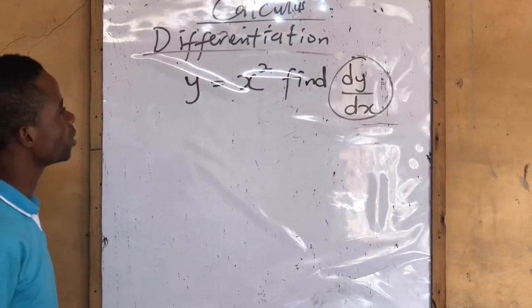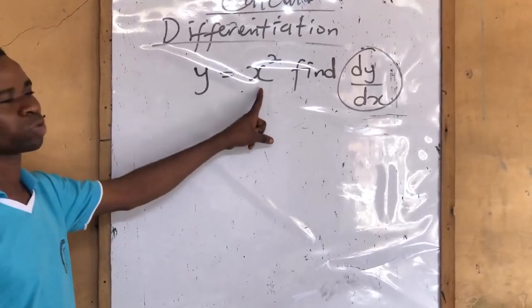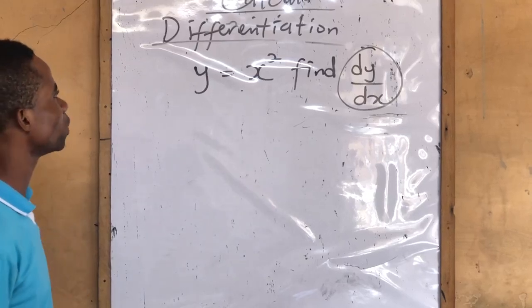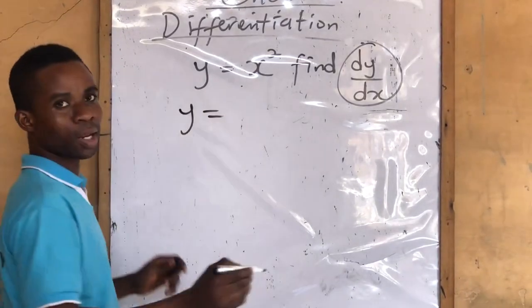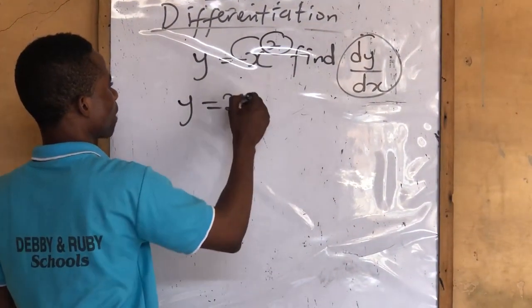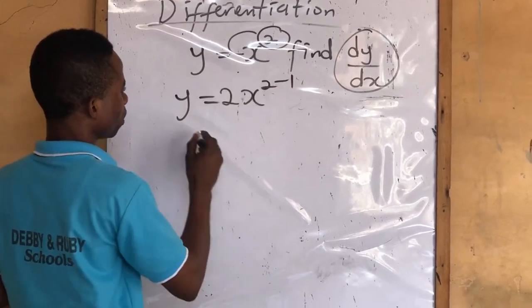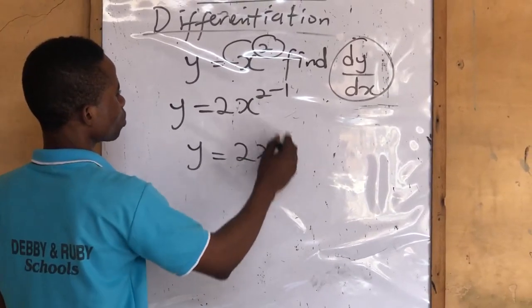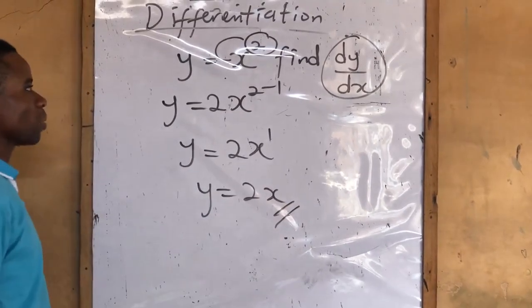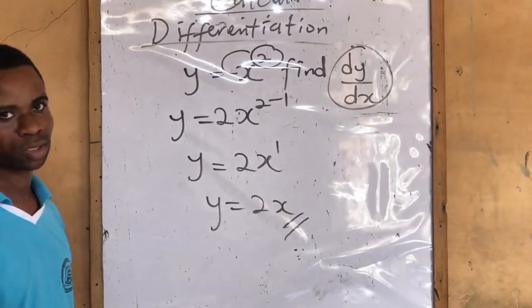Now, if they ask me to differentiate y equals x squared, firstly, what am I differentiating? This is what I'm differentiating, and we call it a function. And how do we differentiate it? Like I explained, we bring this power to multiply this. That is 2 times x, that is 2x. And we subtract 1 from this power, minus 1. That means y equals 2x to the power 2 minus 1, which is 1. So y equals 2x. That means dy dx of x squared is 2x.